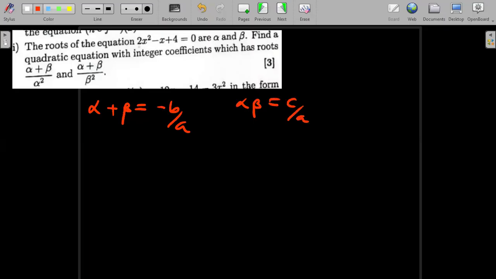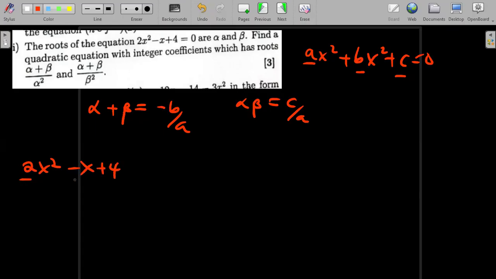Now, as you can check, our general form of the quadratic equation is just ax squared plus bx plus c is equal to 0. So you have your a, your b, and your c. Even in this question, we have 2x squared minus x plus 4. So we have our a, our b, which is negative 1, and our c, which is 4. So we can replace there.